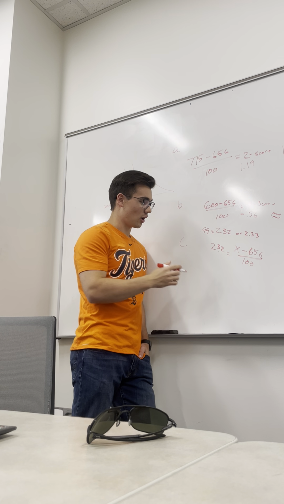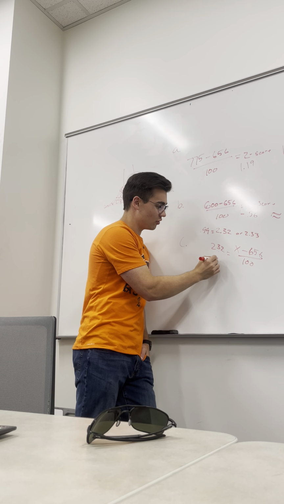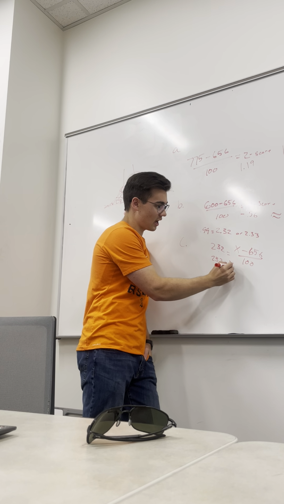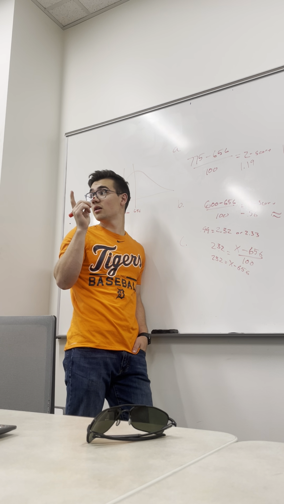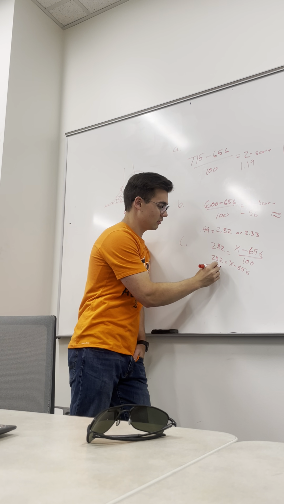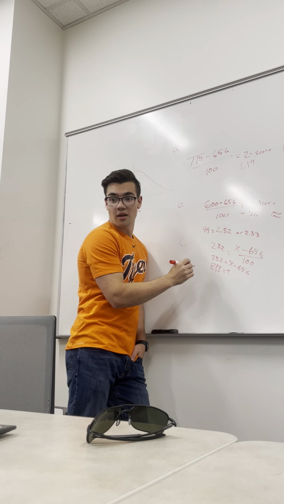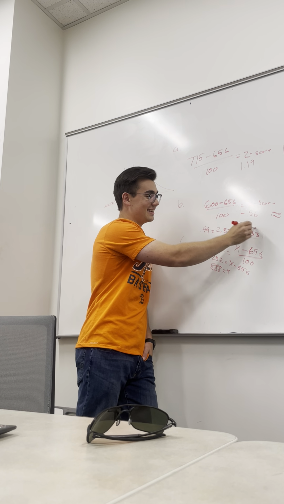Solve this out, solve for x, multiply by 100: 232 equals x minus 656. We add over the 656, and what do we get? 888. Looks like I used this one in the answer key.